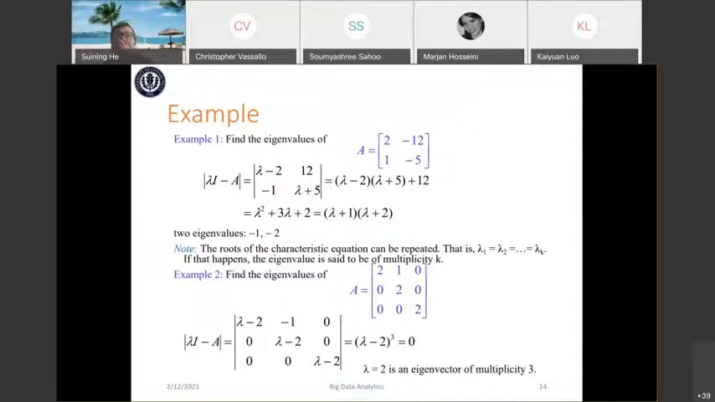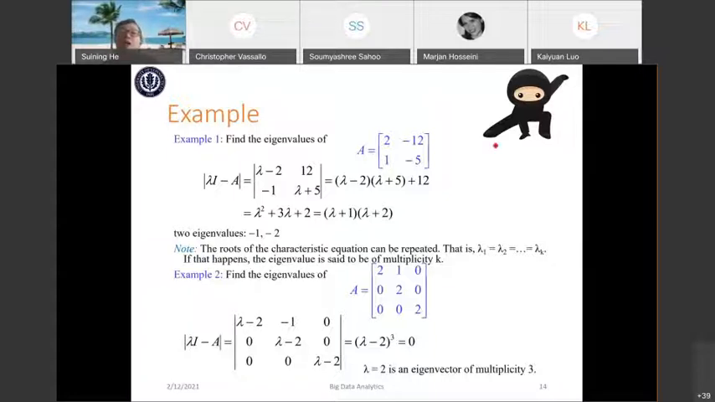Let's look at two further examples on how to find the eigenvalues. Eigenvalues are the first step because they are easier for us to calculate. We first find the eigenvalues and then determine the eigenvectors. Let's see some examples of how to find those eigenvalues. This is also very important, and it will be tested in the exams or the assignments, so please be aware.